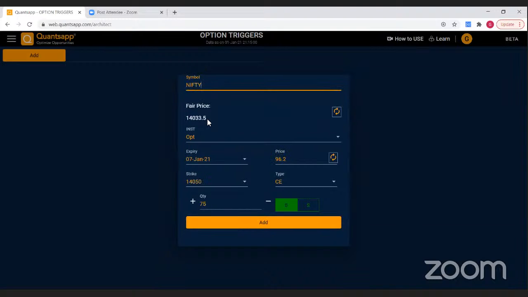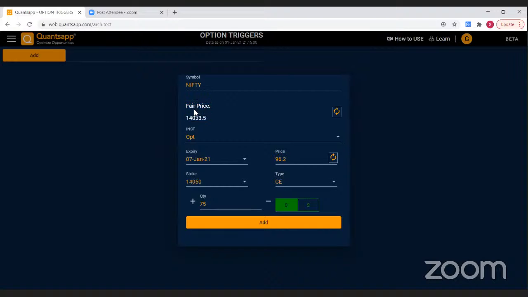So we are taking Nifty. Okay, boss, now if you see, it has written fair price over here. The concept of fair price is that it has been calculated on the basis of your at the money strike for your underlying stock, then adding the call option premium and minus the put option premium. In this way, the fair price has been calculated.